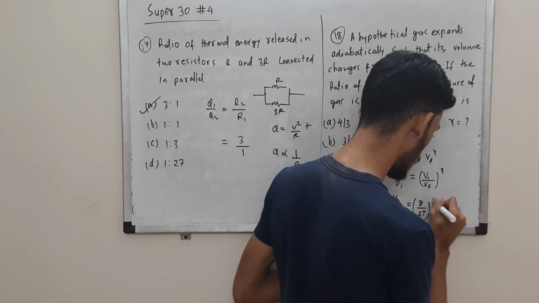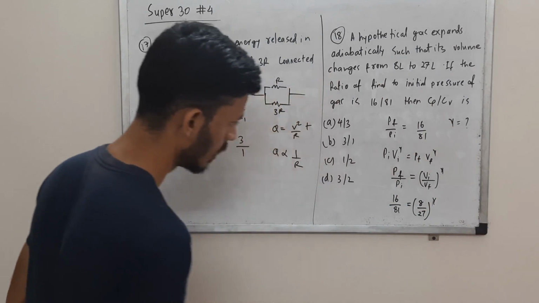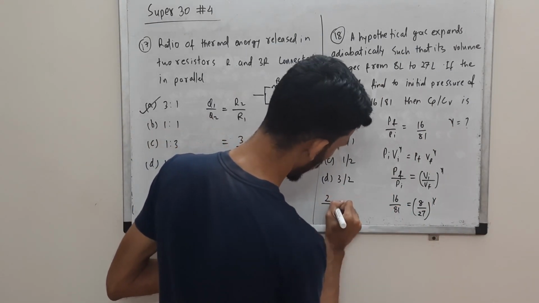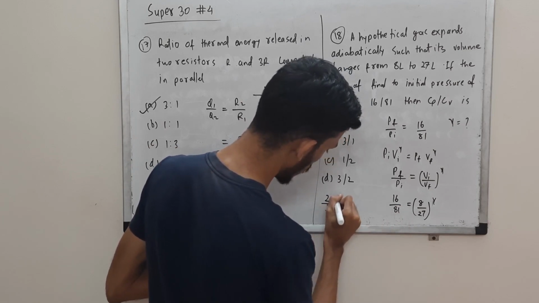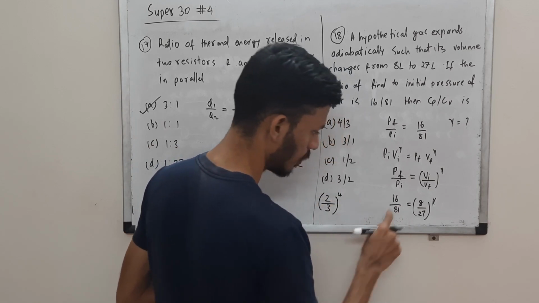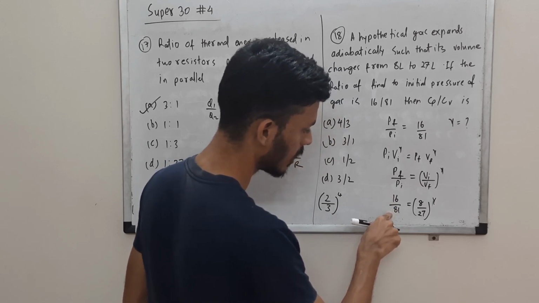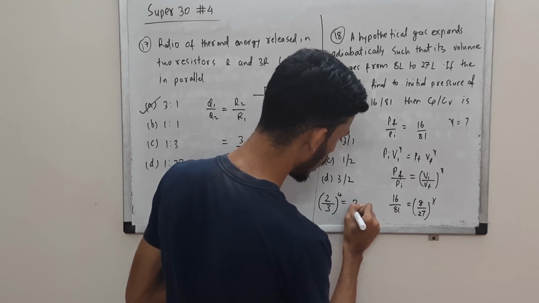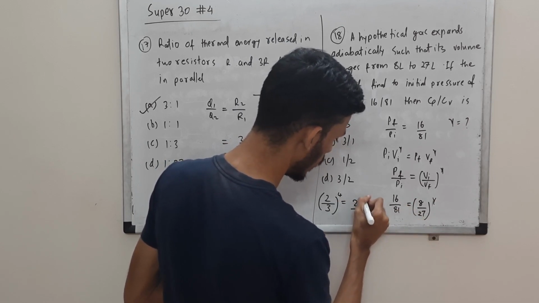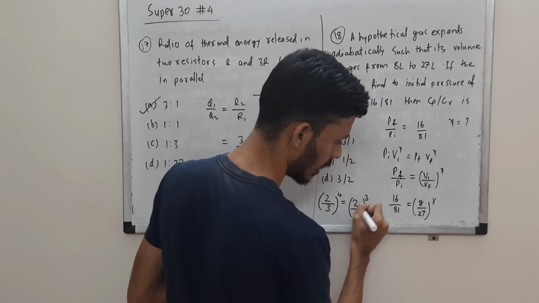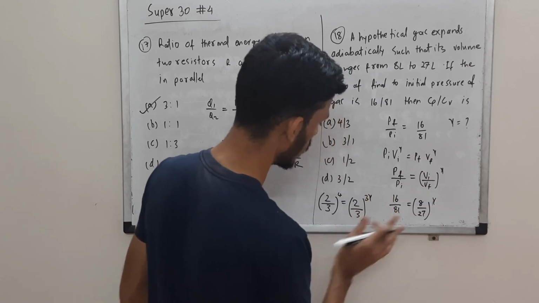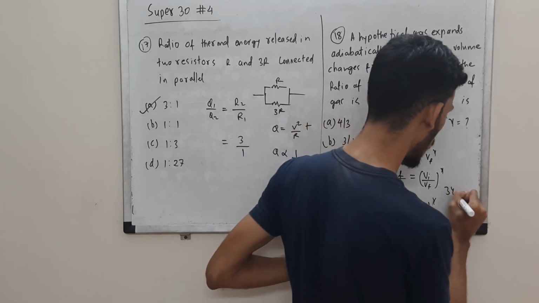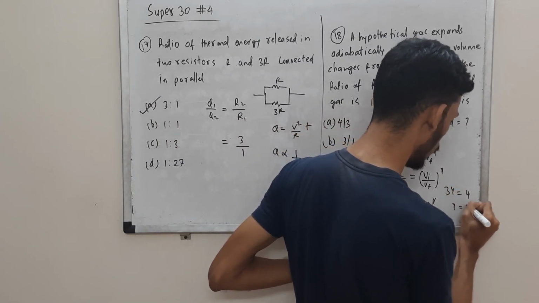Now how will you find this? We can see that these are very special numbers. 16 is 2 to the power 4, and 81 is 3 to the power 4. So I can write this as (2/3) to the power 4. Similarly, on the other side, we have 8 as 2 to the power 3 and 27 as 3 to the power 3, so I can write it as (2/3) raised to 3, and gamma is also there. So you have the bases the same, so the powers should be equal. So 3 gamma is equal to 4, or gamma is equal to 4 by 3.